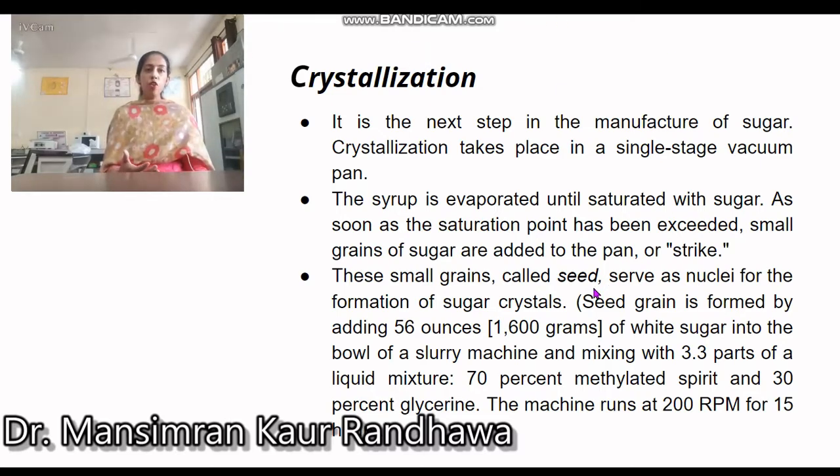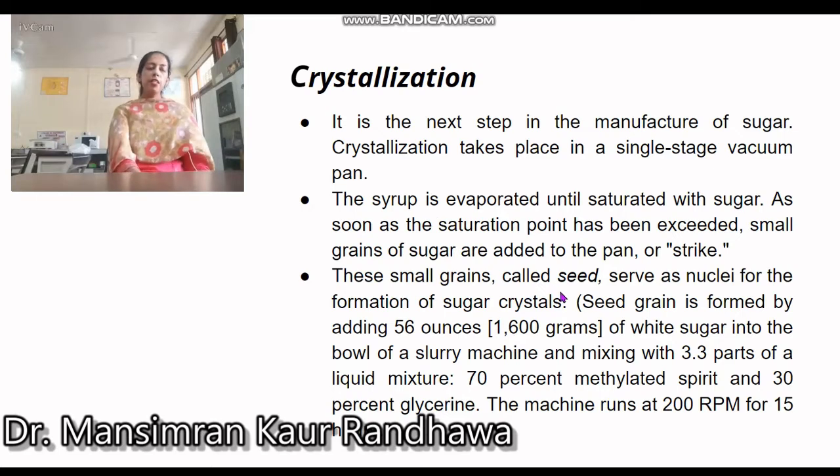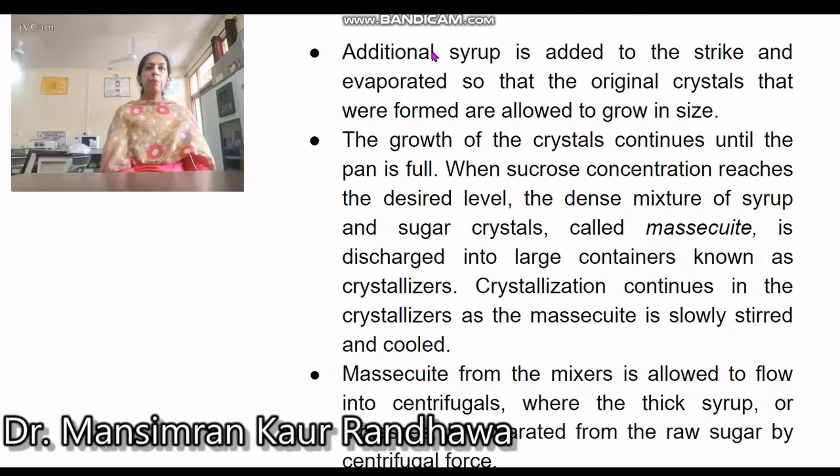These grains are called seed. They serve as nuclei for the formation of sugar crystals. This machine is going to rotate like this, and all these sugar crystals are going to rotate in the machine. And as soon as the vacuum is broken, they are going to settle down. So we were here. These grains are known as seed, which are added. They act as nuclei.